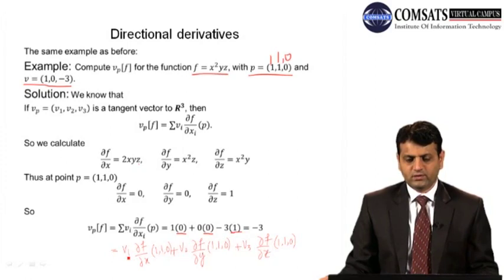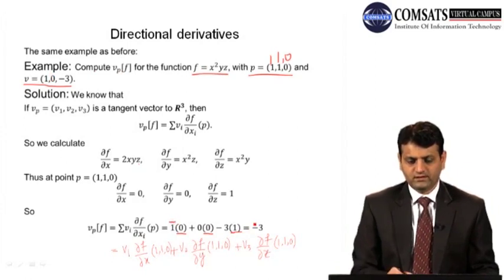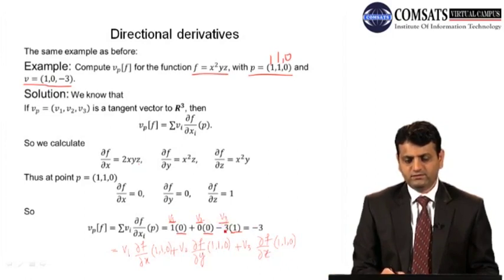What is the coefficient? So the first coefficient of v in this case is given to be 1, which is over here. This is basically v1, and the second coefficient is 0, which is over here, and the third coefficient is v3, which is -3, which is over here. And if we sum them, we will get -3.